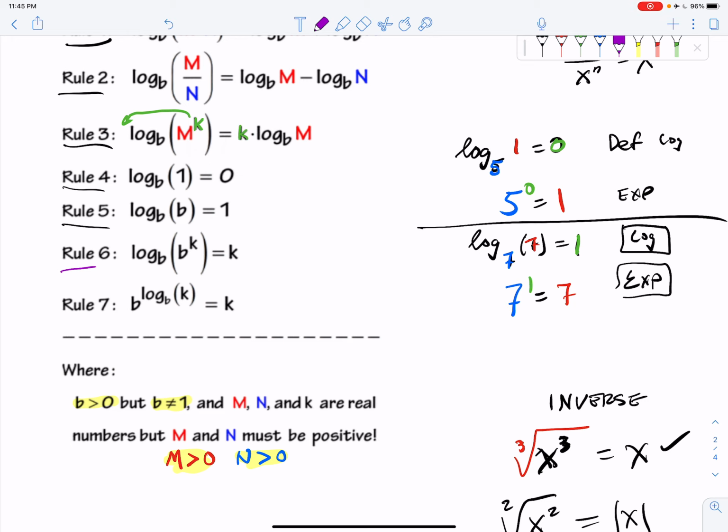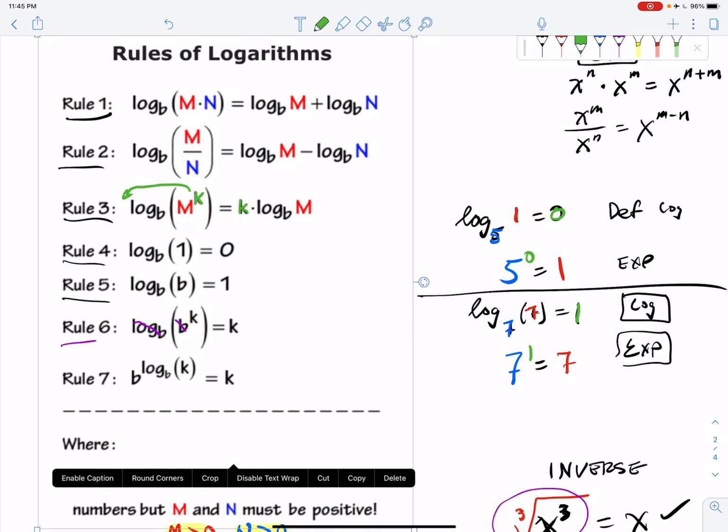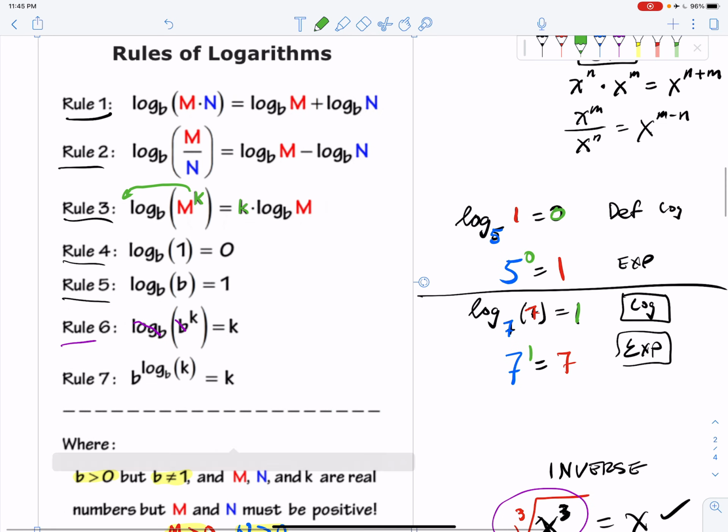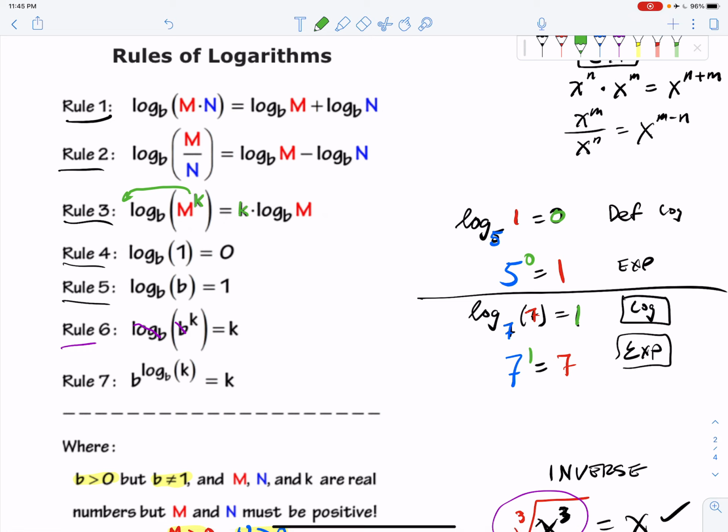Well, log base b and exponential base b are inverses of each other, and just like the cube root of x undid x cubed, so does log base b and exponential base b. And what am I left with? I'm left with just this k value, which is the answer. That is going to be really handy to use.